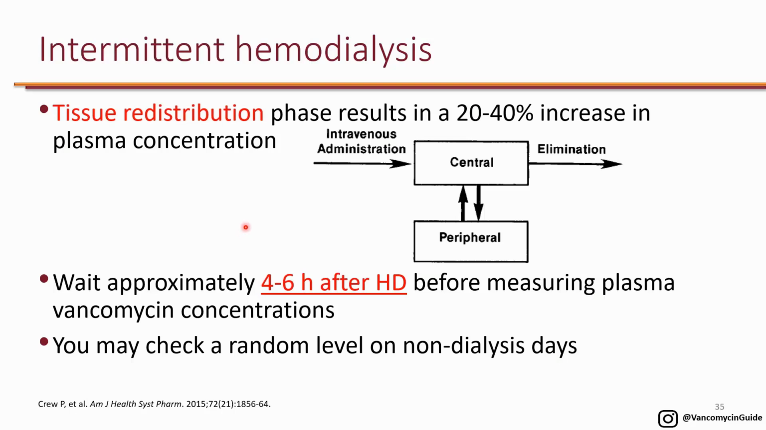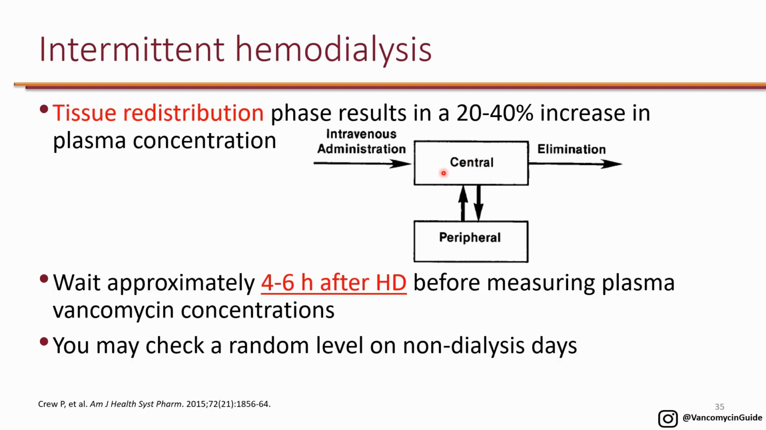And this goes back to the two-compartment pharmacokinetic model of vancomycin. Because of tissue redistribution phase, it results in a 20 to 40% increase in plasma concentration. When vancomycin is administered, a good portion of it goes into the peripheral tissue, and the level that we get is actually from the central compartment, which is circulation. And when hemodialysis is complete, hemodialysis is basically removing vancomycin from the central compartment. So immediately after completion of hemodialysis, if you get the level, it will show the level in the central compartment, which is the blood, which might be low.